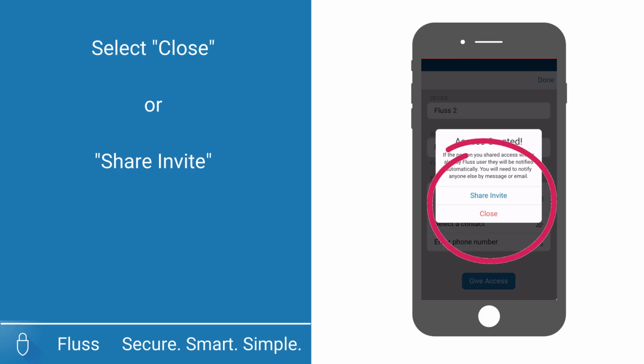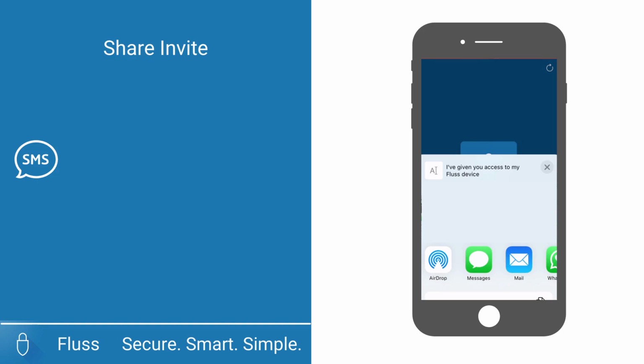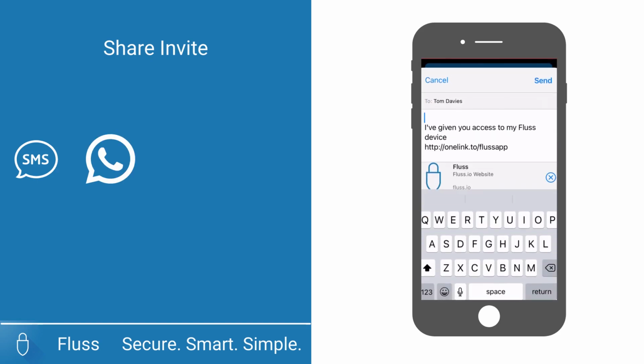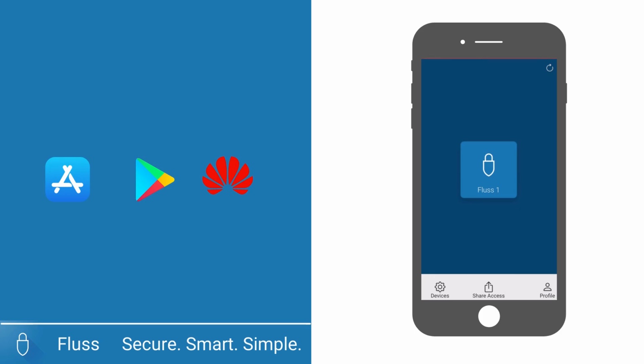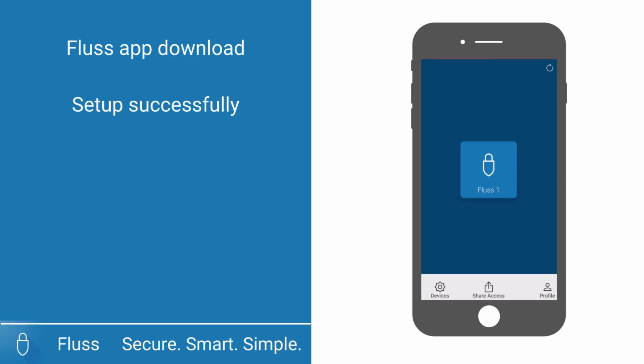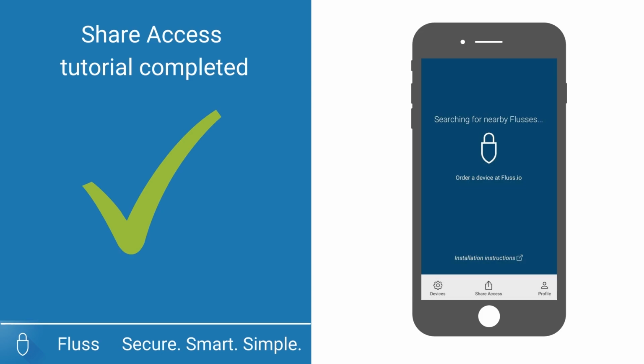You will now be able to select Close or Share Invite. This invite can be shared via message, WhatsApp, or email. You can also share the invitation via a link. Once the user selects the invite, it will take them to the App Store to download the Fluss app. After the Fluss app has been downloaded and set up successfully, the invited users will be able to open the gate or door to which you have granted them access.